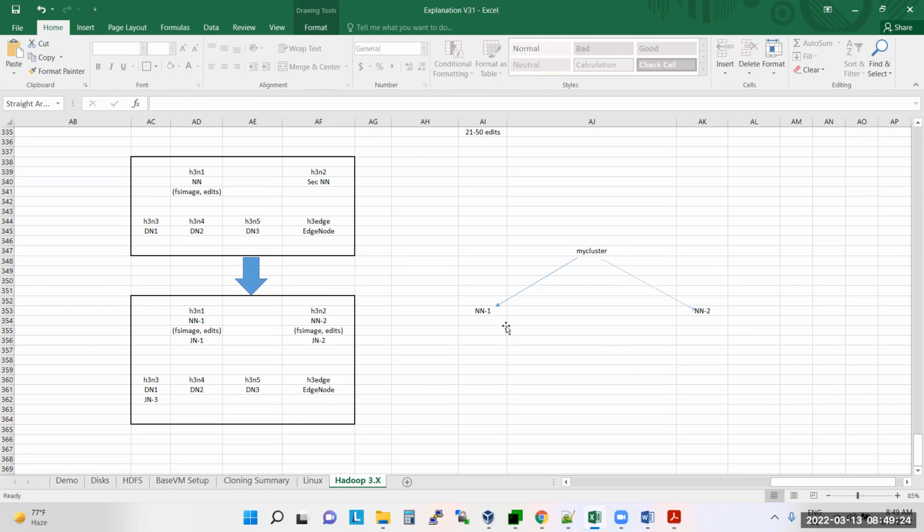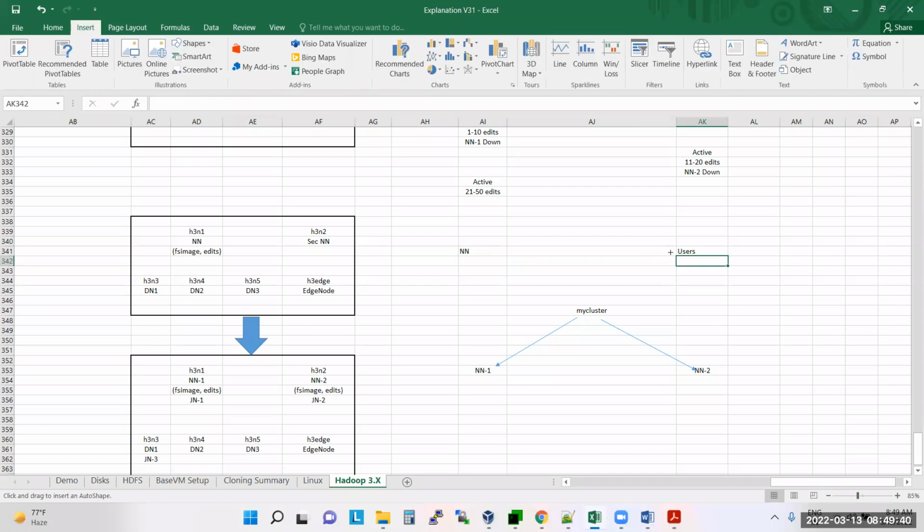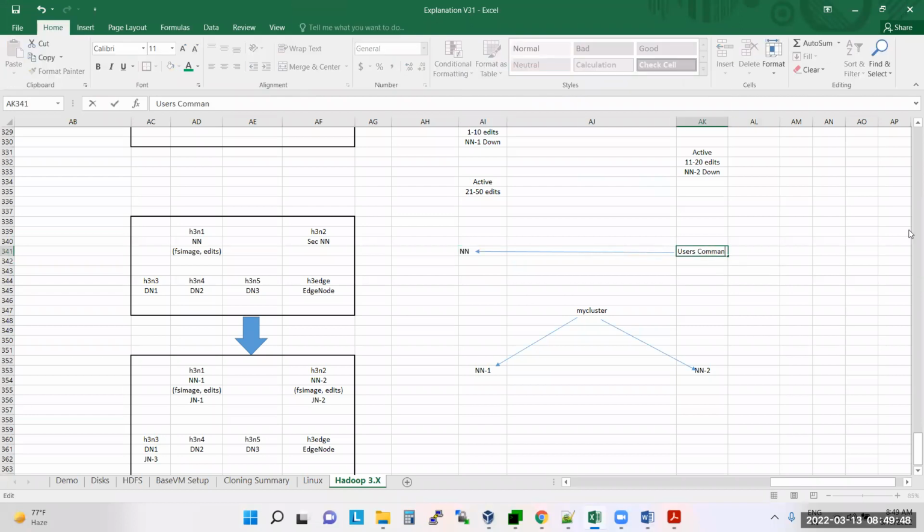So earlier, what was the situation? Here it is name node 1. Earlier we had one name node, and users are directly hitting name node 1. Earlier, this was the situation, correct? In the 1.x situation, because we have only one name node, one name node IP address is mentioned in the configuration file. So user commands are directly hitting the name node. But now in this picture, user commands will hit my cluster.